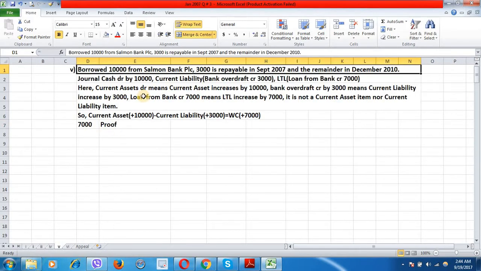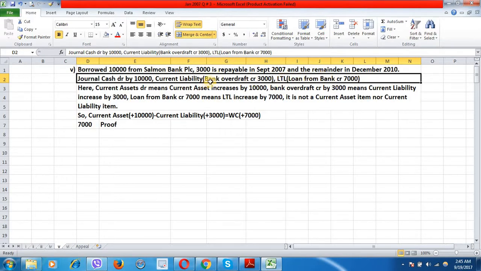Proof. The fifth question was borrowed 10,000 from Salman Bank PLC. 3,000 is repayable in September 2007 and the remainder in December 2010. The journal will be cash debit by 10,000. Current liability means bank overdraft credit 3,000. It is a short-term liability, that's why it falls under current liability. As it was said in the question that 3,000 is payable in September 2007, that's why it falls under current liability. The other 7,000 is a long-term liability, loan from bank credit.